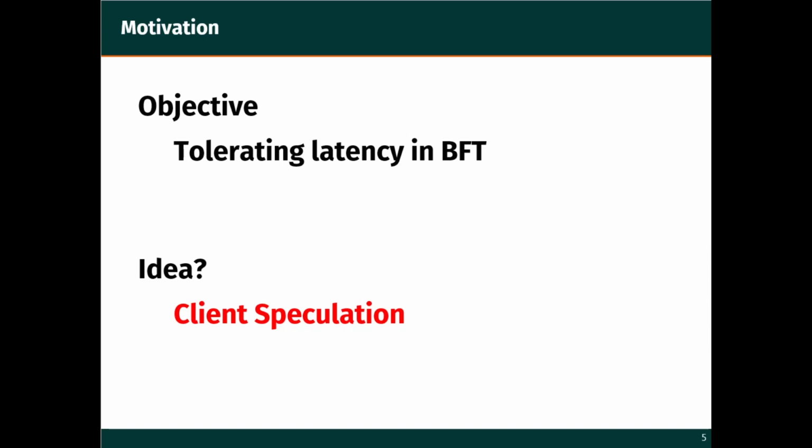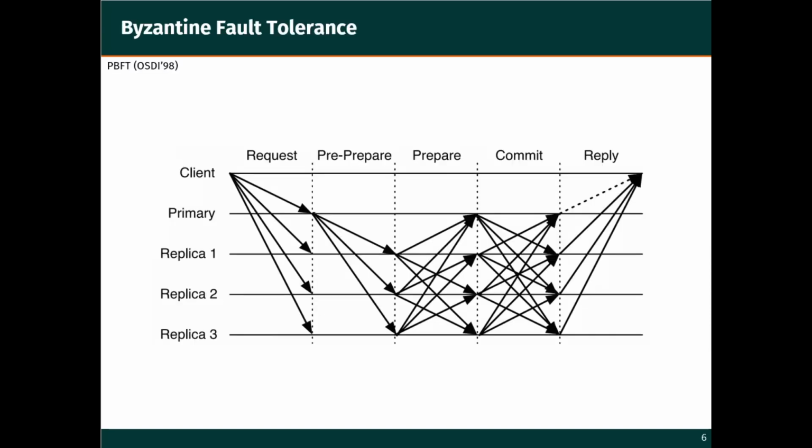Then, what is client speculation? Before explaining this idea, I will introduce some background. This is a Byzantine fault tolerance protocol, as in PBFT, in which a client broadcasts a request and then the primary assigns a unique sequence number to the request, followed by two rounds of all-to-all broadcast to finalize the consensus value. Lastly, the replicas send a reply back to the client. We can easily observe that the communication pattern in PBFT could be a performance bottleneck, especially in geo-replication.